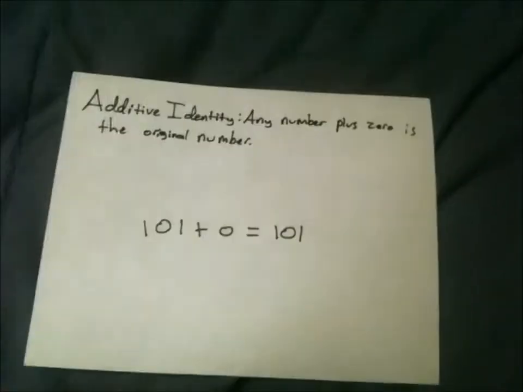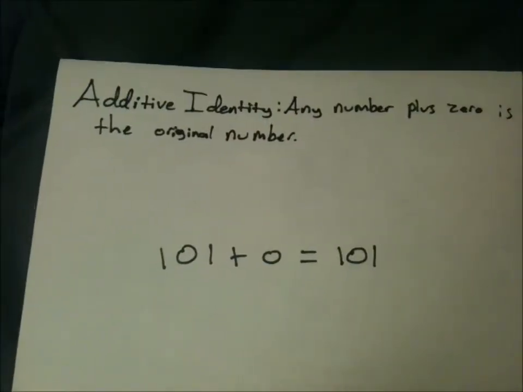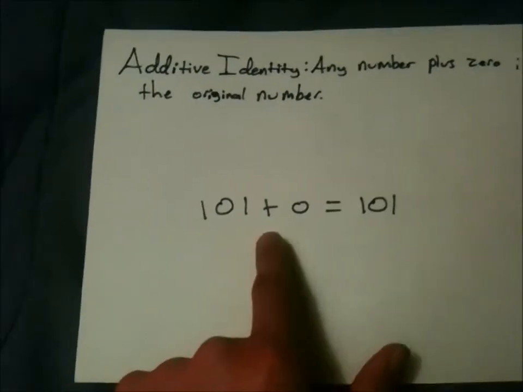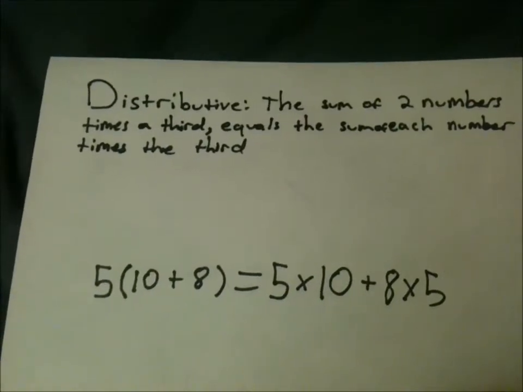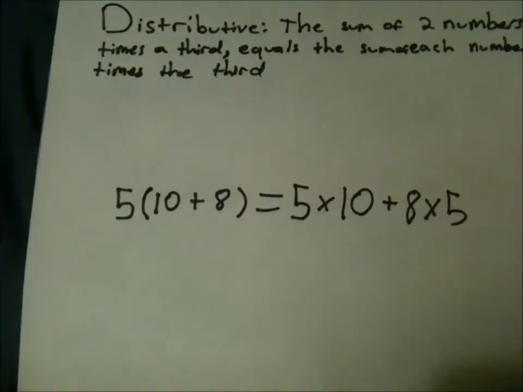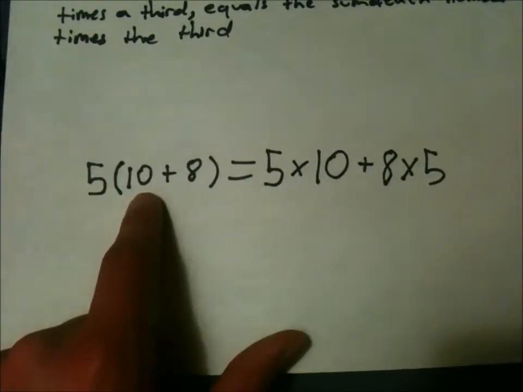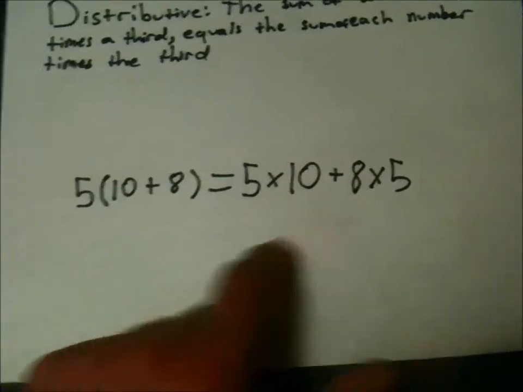Now to move on to the properties. The first and easiest of which is the additive identity property, and it states any number plus 0 is the original number. For example, 101 plus 0 equals 101. Easy enough. Next up is the distributive property, and it states the sum of two numbers times a third equals the sum of each number times the third. So, for example, 5 times 10 plus 8 equals 5 times 10 plus 5 times 8.